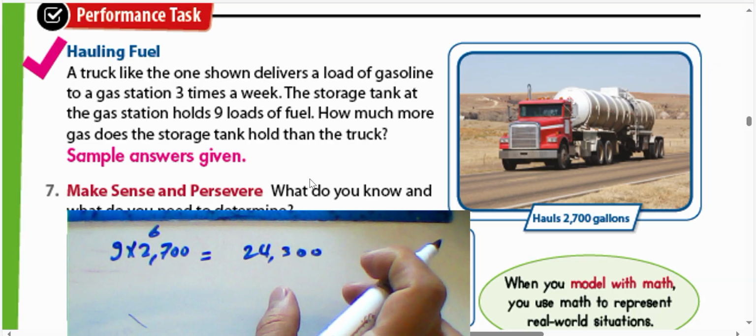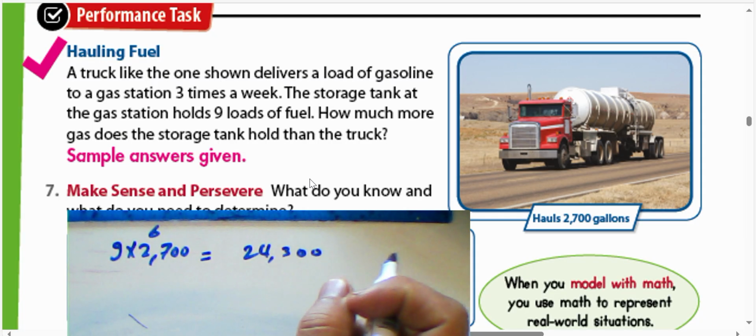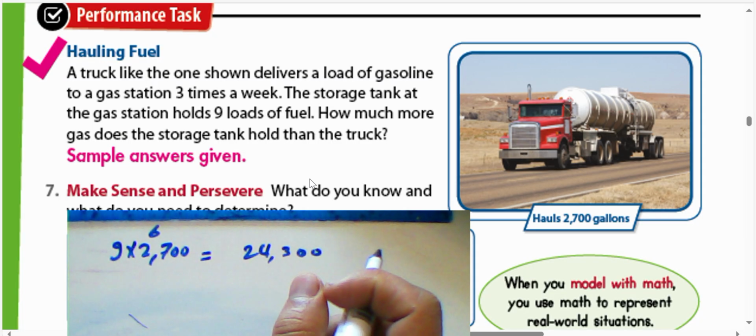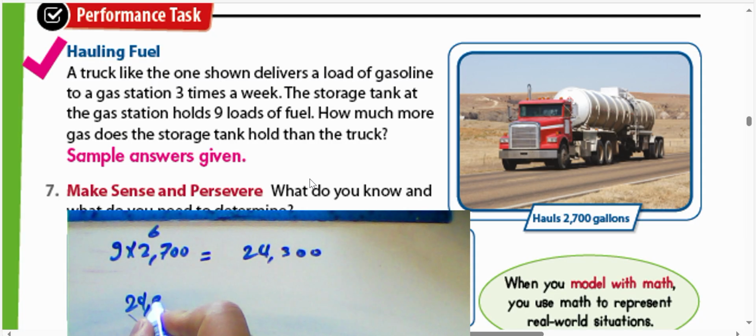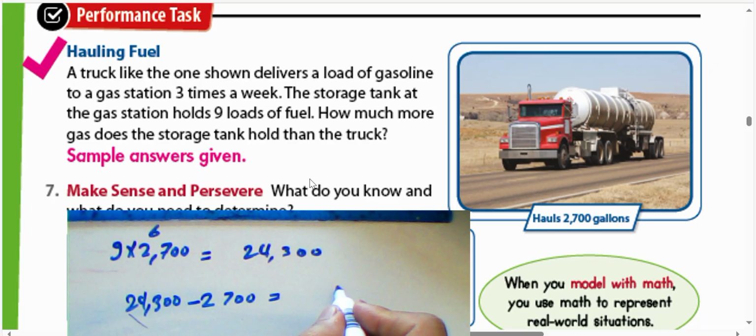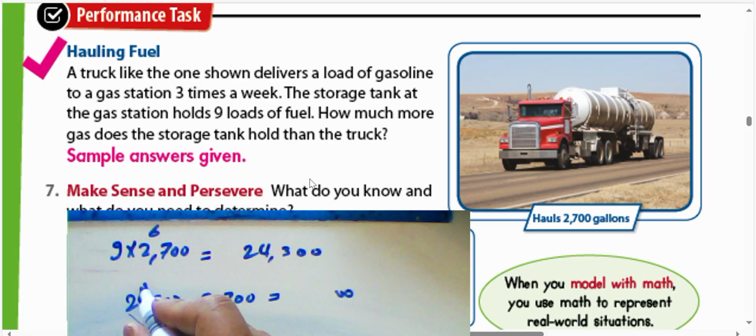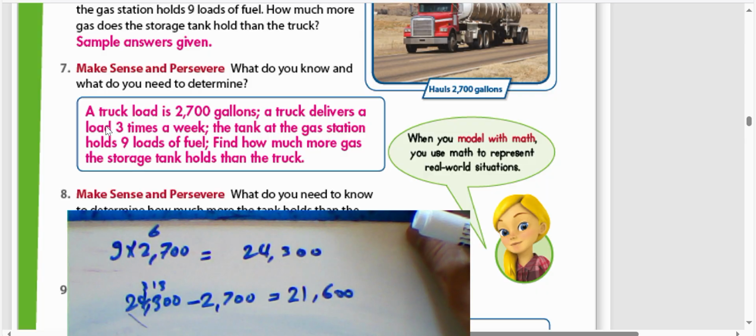And then you can find the difference between this number and 2,700. 24,300 subtract 2,700. Write double 0 and borrow 1. 13 minus 7 equals 6. 3 minus 2 equals 1, and 0, 2. The result will be 21,600. Okay, you can write the solution here.